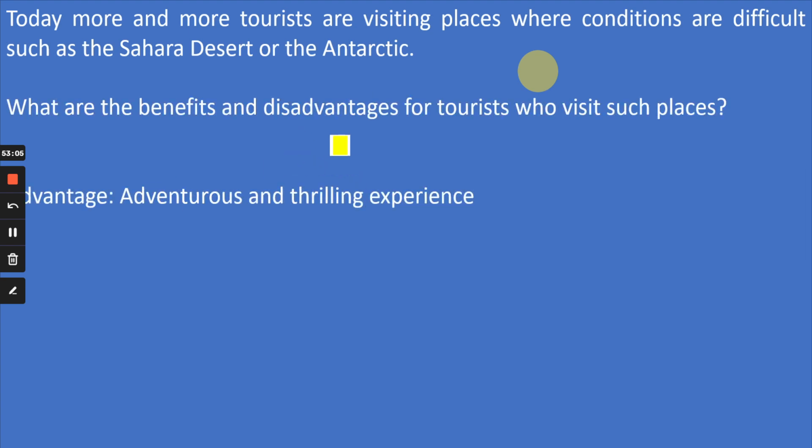Advantage. If you go to places where conditions are difficult, like the Sahara Desert or the Antarctic, first of all, you will have an adventurous and thrilling experience. Of course, I'm talking about the tourist. Tourists will have an adventurous and thrilling experience. Of course, you cannot have this experience when you go to a normal place like Goa, Baga Beach. You will not have an adventurous or thrilling experience if you go to Dubai Mall. But if you go to a desert safari in Dubai, you will have an adventurous experience. Yeah, but Dubai safari is really dangerous because they do dune bashing and all.